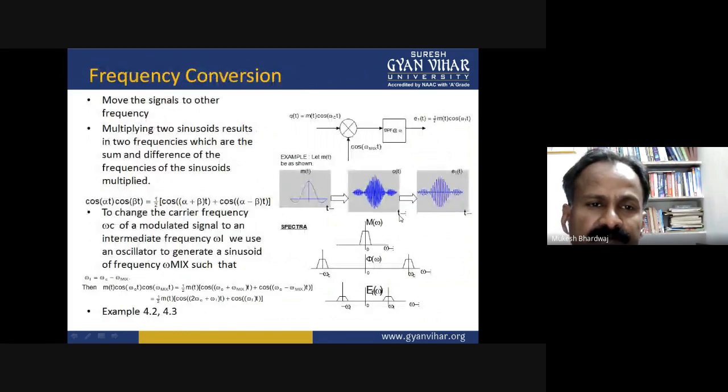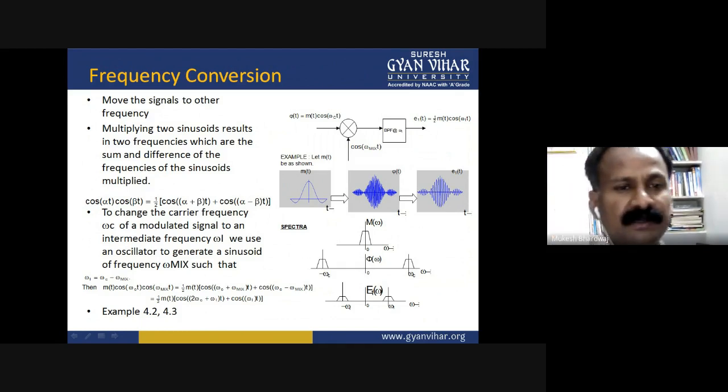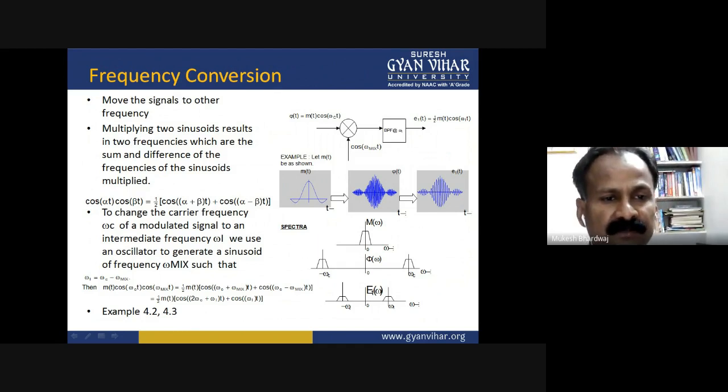Frequency conversion: move the signals to another frequency by multiplying two sinusoids. Multiplying two sinusoids results in two frequencies, which are the sum and difference of the frequencies of the sinusoids multiplied. Cos alpha t cos beta t equals 1 by 2 [cos (alpha minus beta) t plus cos (alpha plus beta) t]. To change the carrier frequency omega_c of the modulated signal to an intermediate frequency, we use an oscillator to generate a sinusoid of frequency.